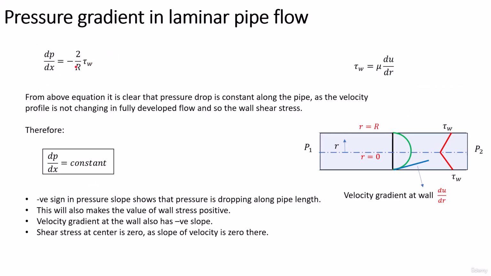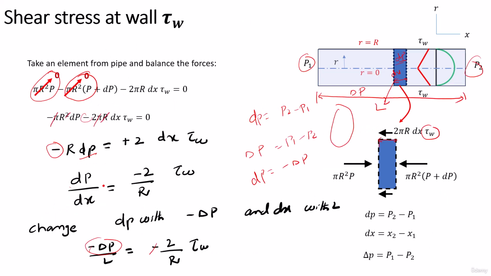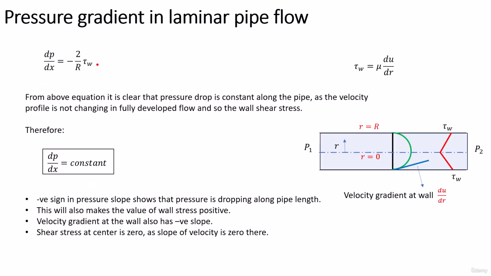Okay, so now here we have the same equation I have written here, dp by dx equals minus 2 by r tau wall. From this equation we can say that the wall shear stress is related to du by dr. Now this is the velocity profile. Actually, this is defining the velocity profile at different locations. When the flow becomes fully developed, this velocity profile is not changing. It means that du by dr is also not changing.